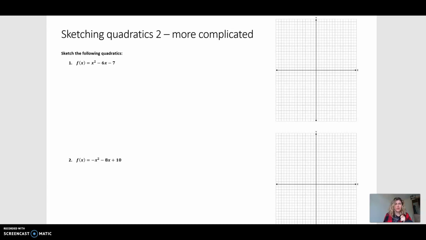So with this first one, we're going to do this the exact same way as we did the last ones. So firstly, we've got our x-intercepts. We're trying to find those. So we're going to let f of x equal to 0. So we've got x squared minus 6x minus 7 equals 0. Now from here, we need to think about, firstly, are there two numbers that multiply to give us negative 7 and that add to give us negative 6?